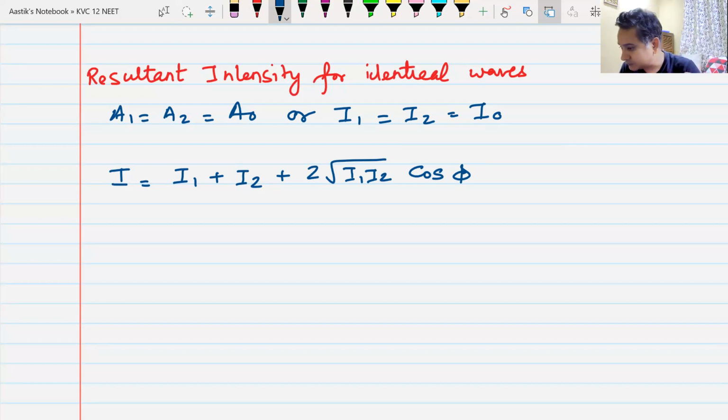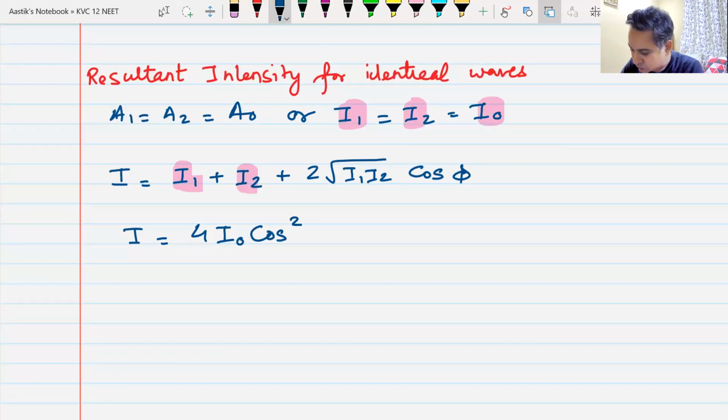Yes or no? Now if I put in this formula I1 I2 same as I0 and do some simple maths, I will land up with this formula, which I'm not going to tell you how we are going to get, but I'll just tell you the result. This is the result that you should remember. Cos square phi by 2 is half angle. So if phi is 60, phi by 2 becomes 30. Do we understand this? If phi is 90, phi by 2 becomes 45. That is all that is needed for you to remember.